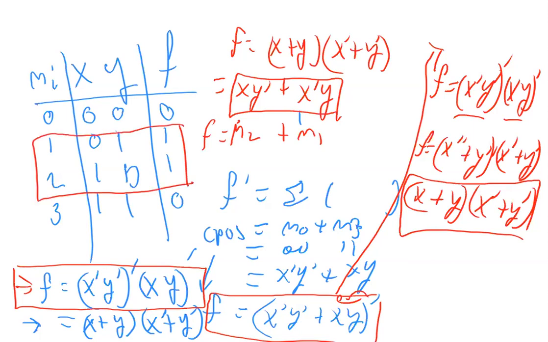So that's the proof that they're equivalent algebraically, but this is how you obtain the canonical product of sums from a canonical sum of products and De Morgan's theorem. Now who's confused? Nobody? That's good. Let's try another example.